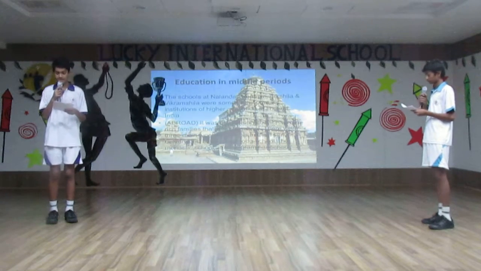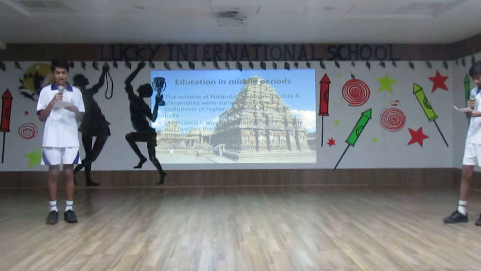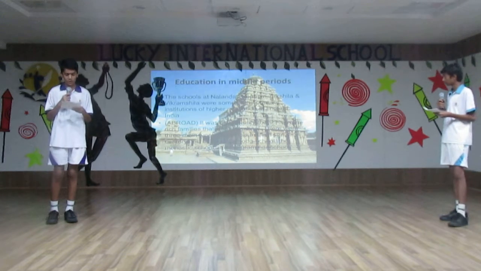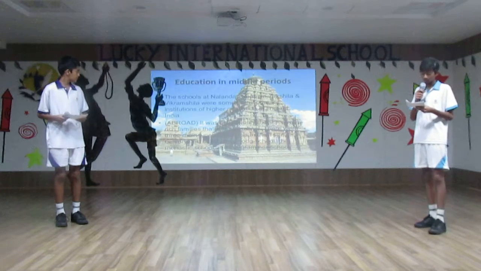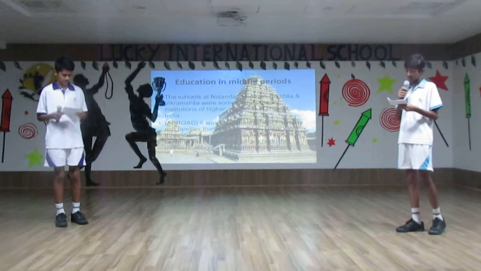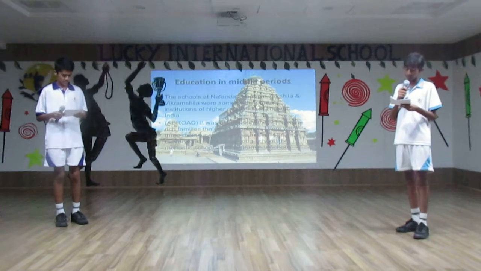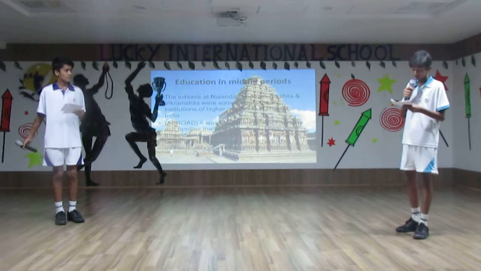Education in the Middle Period. The schools at Nalanda, Pushpagiri, Takshila and Vikramshila were some of the primary institutions of higher learning in ancient India. Usually it was only children from certain families that went to school. There were mainly three types of schools in the 14th century: the elementary school, the monastery school, and the grammar school.